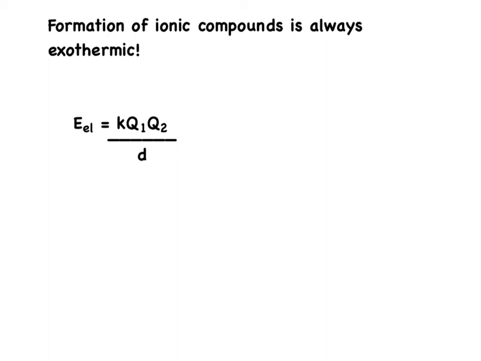Remember, Coulomb's law says that potential energy is going to be proportional to the charge of the ions over the distance between them. And so lattice energy is going to increase as the charges on the ions increase and their radii decrease. That's going to form the most stable compounds.